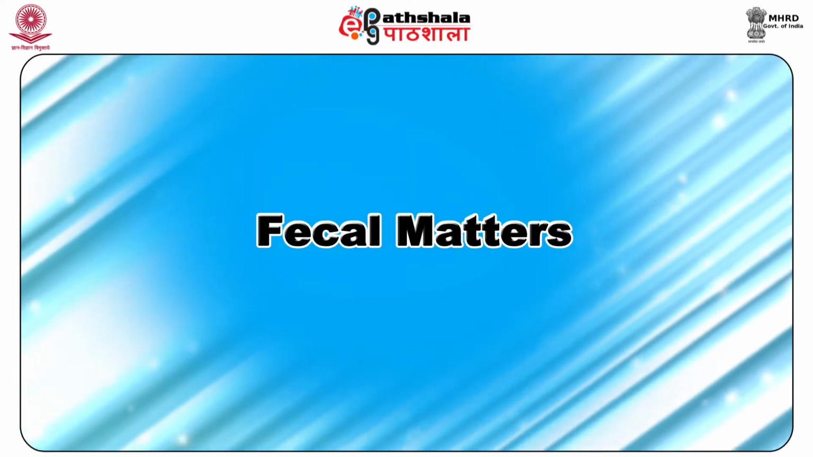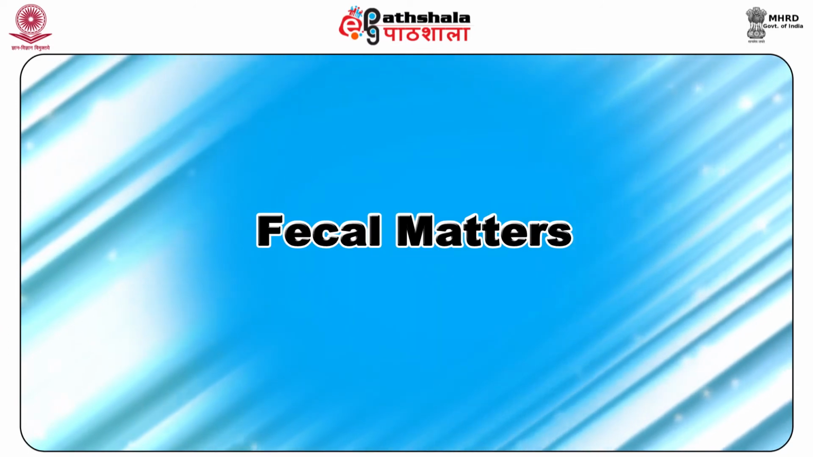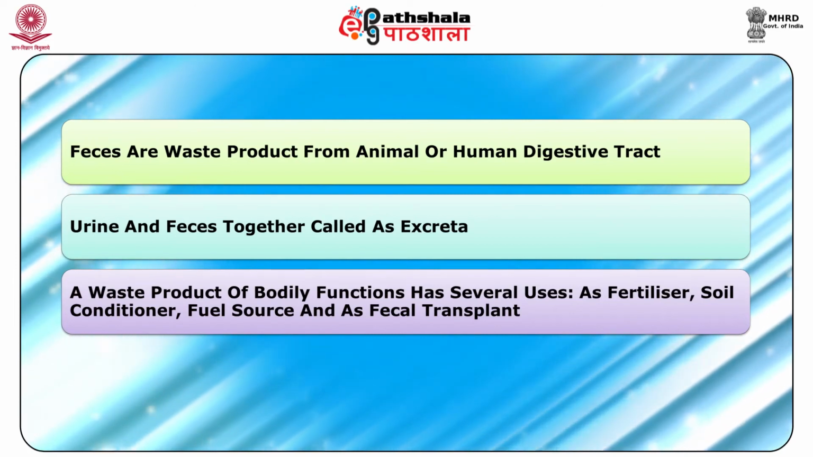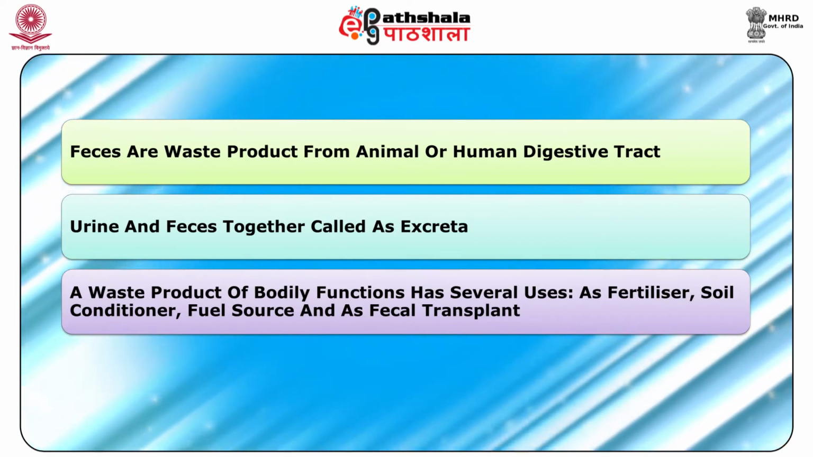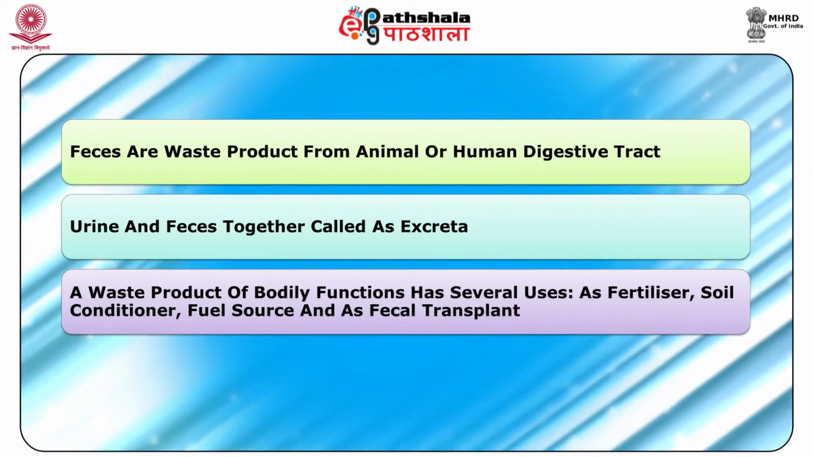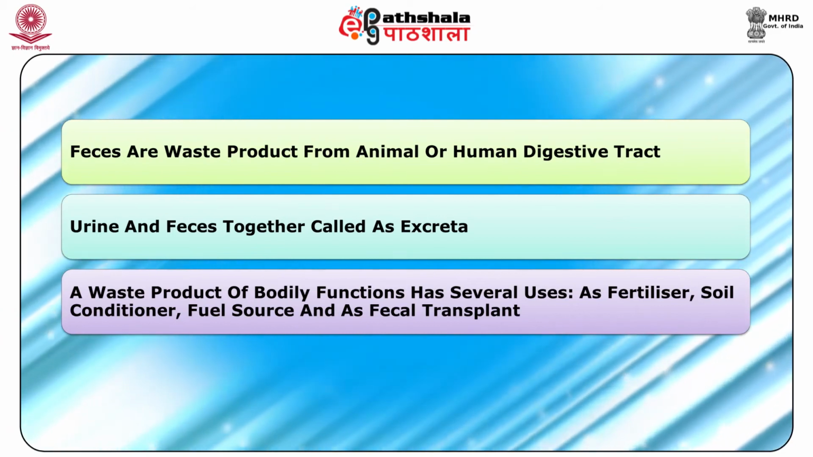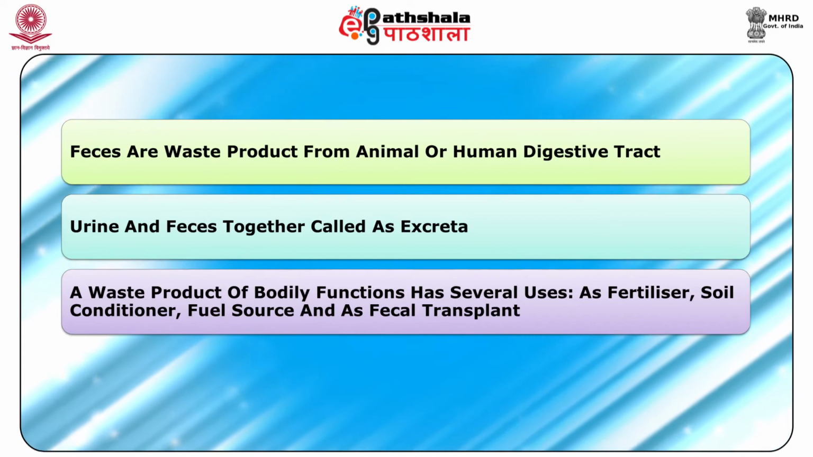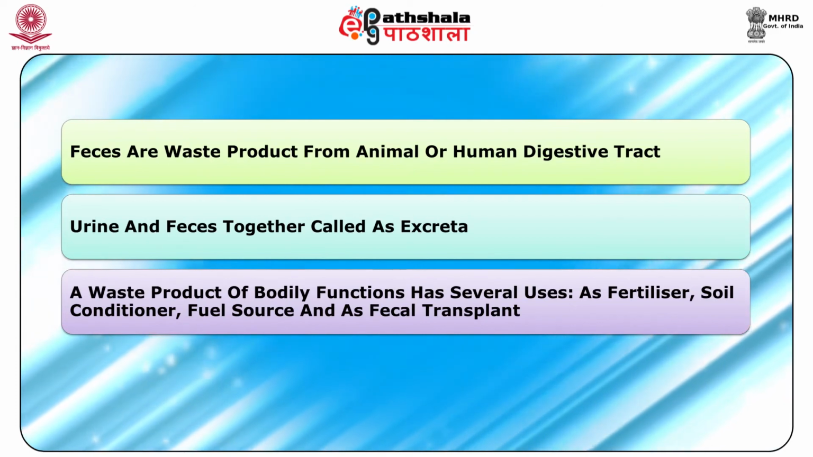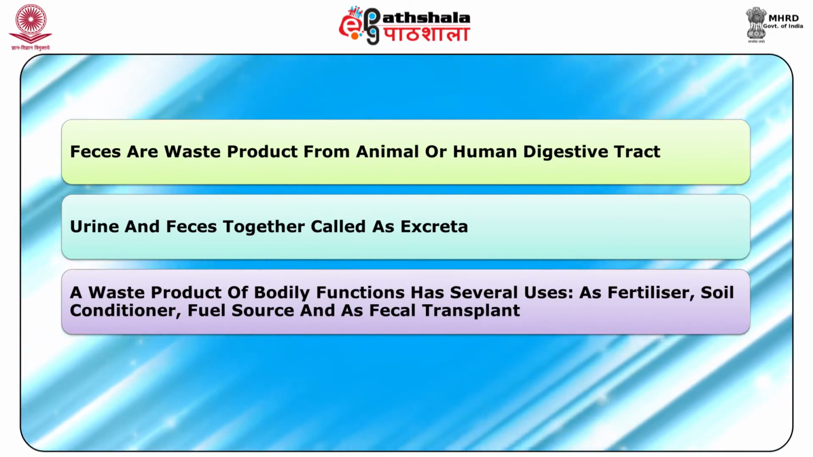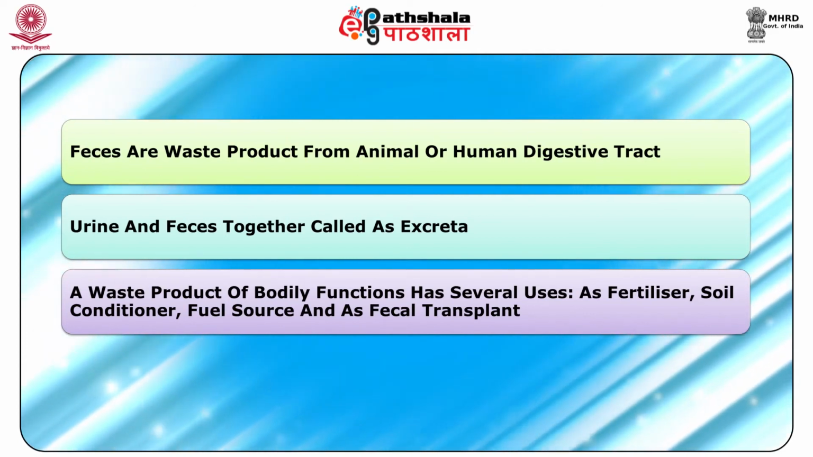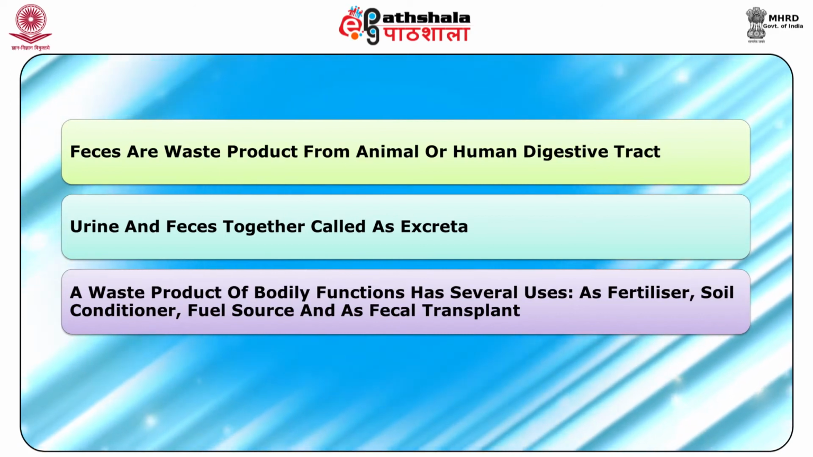Now we will start the second topic, that is fecal matter. Feces are a waste product from the animal or human digestive tract expelled through the anus or cloaca by a process called defecation. Urine and feces together are called excreta. Feces are primarily a waste product of the human or animal body. It nevertheless has several uses as fertilizer, soil conditioner, fuel source, and even medical purposes as a fecal transplant.